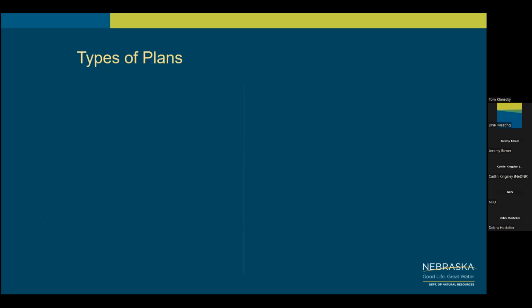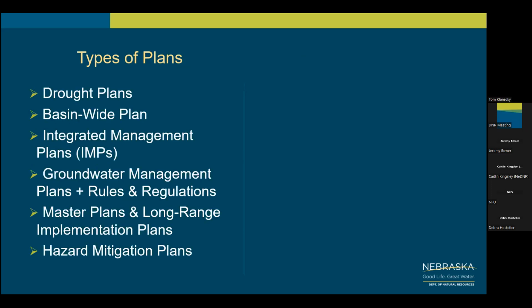And then we had to determine, okay, what plans are we looking at? And we landed on a list of several different types of plans. So some, but not all of the NRDs within the Lower Platte have their own drought plans. They have obviously the basin-wide plan, which outlines the objective to assess drought. Each of the NRDs also has a voluntary IMP, and all of the NRDs are required to have groundwater management plans and rules and regulations.